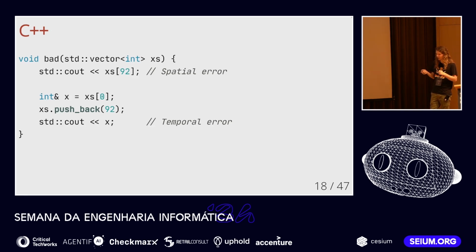Coming back to our original example, this is the case of spatial memory error. We have a pointer to an array. We miscalculated the address of an element because we didn't check the bounds, and we access beyond the end of the array. So this is bad. This case is a temporal memory safety error, where we have a pointer to the array, but when we use this pointer, the array is gone. It isn't in this place anymore. It was moved and extended.